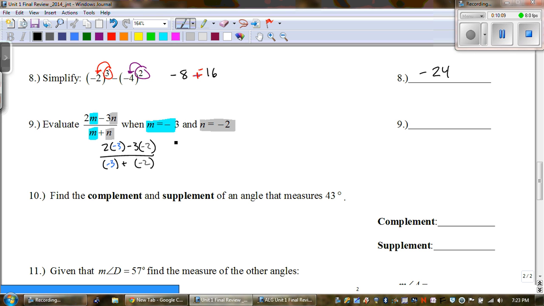All right, so doing the top first, 2 times -3 is -6. -3 times -2 is +6. And on the bottom, we just have -3 plus -2, which is -5. Okay, simplify the top. -6 plus 6 is 0, and 0 divided by -5 is 0.